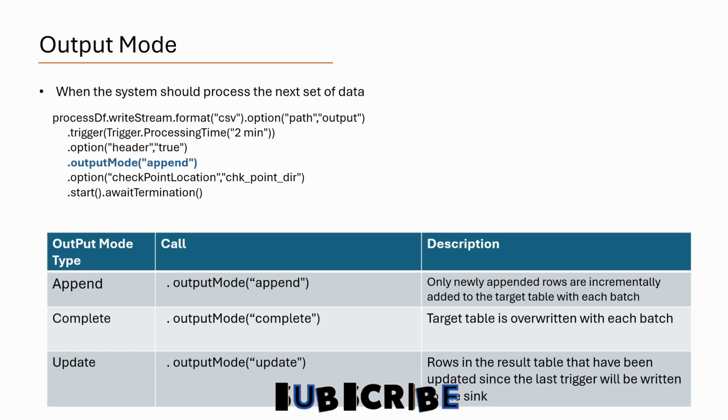Complete mode. In this mode, the entire result table is outputted to the sink after every trigger, causing the target table to be overwritten with each batch. Update mode. Only the rows in the result table that have been updated since the last trigger will be outputted to the sink.